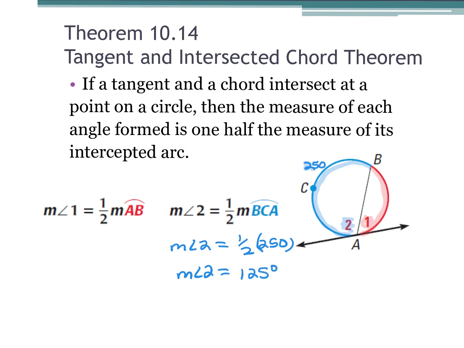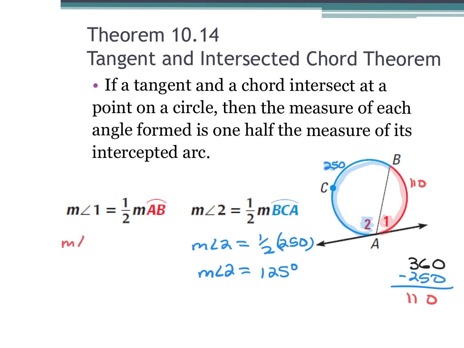Now to find arc AB, remember in an entire circle there are 360 degrees. So I could do 360 minus the 250, and that's going to give me the measure of the red arc. And remember, angle 1 is going to be 1/2 of its intercepted arc. So 1/2 of 110, and this will tell me that the measure of angle 1 is 55. These were just some numbers that I made up to demonstrate this theorem.